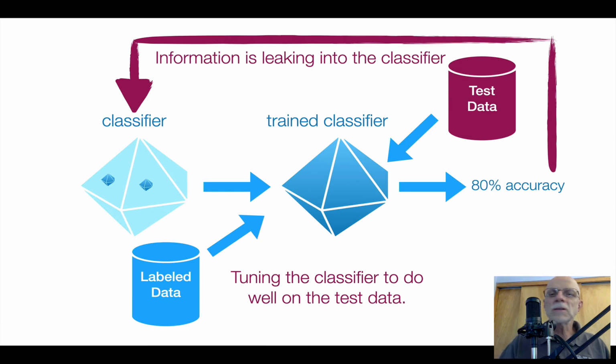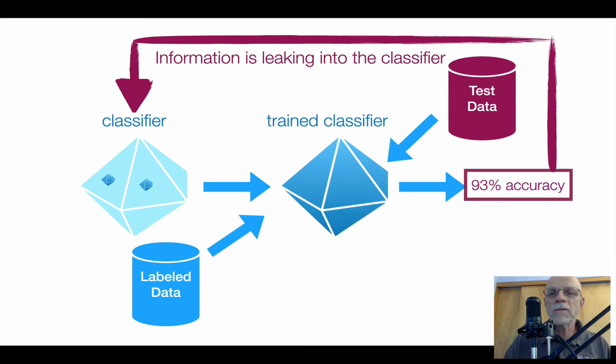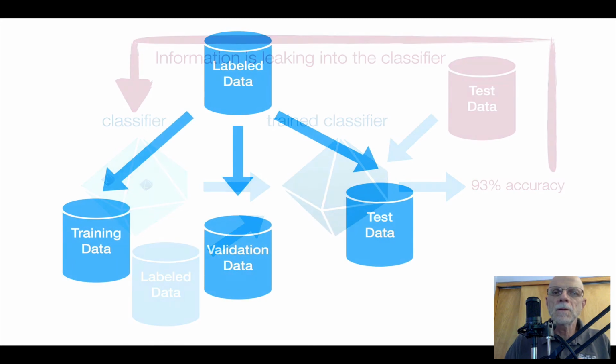So this is really not a good method. We're not going to get a very accurate accuracy measurement. It's tuned to that test data. And so if we report at the very end that we get 93% accuracy, maybe not. Maybe if it was brand new data, we wouldn't get it, because we really tuned the classifier to the test data.